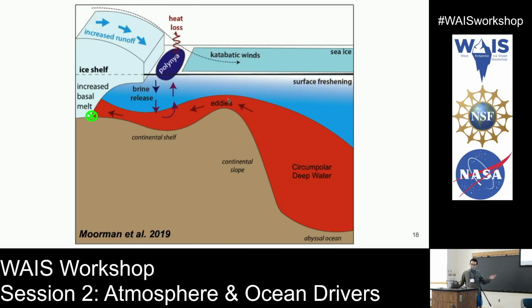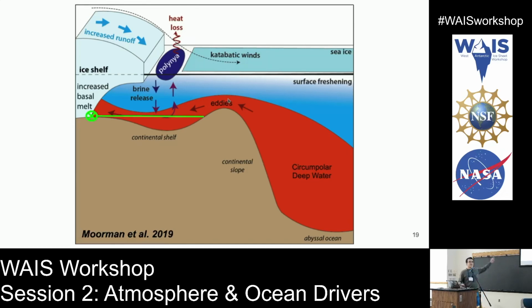So if we go back to that picture we were looking at just before, we're going to look at this grounding line point again, and we're going to think about how we could get at that sill depth I talked about.